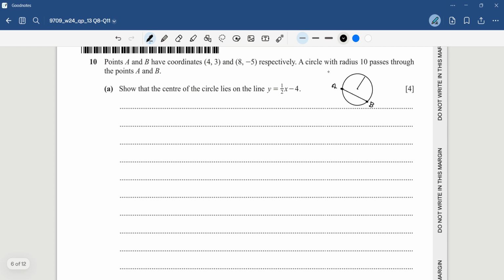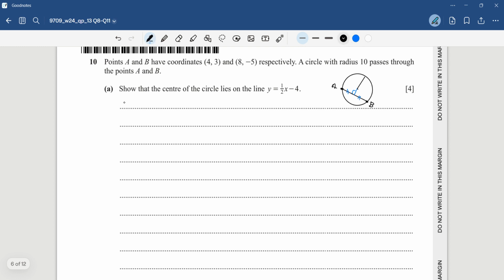And they said the center of the circle passes through. So what we can do is try to calculate this line. It will be the perpendicular bisector of AB. This line, maybe I just draw it, I use a different color. So we try to find this one, which is the perpendicular bisector of AB.